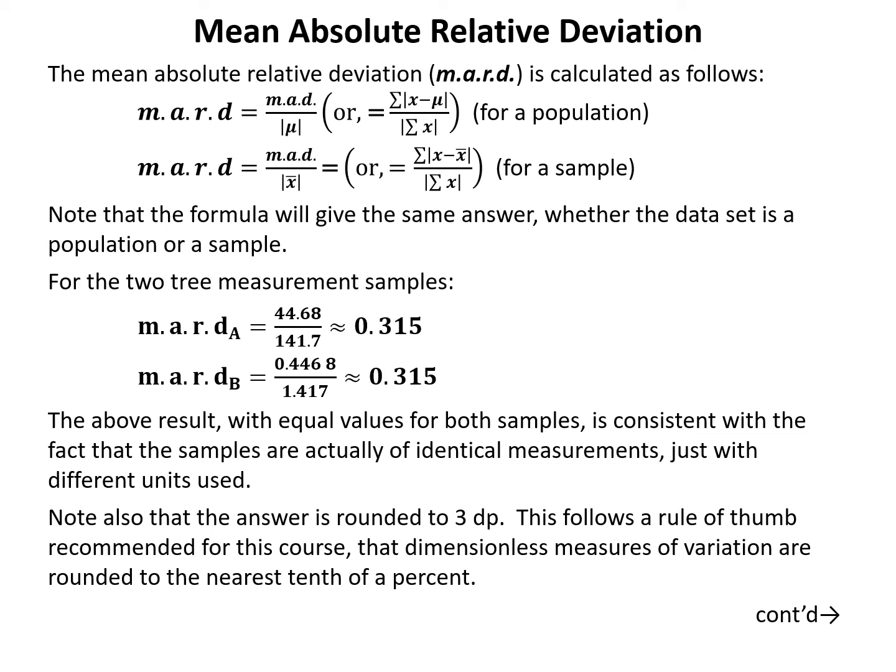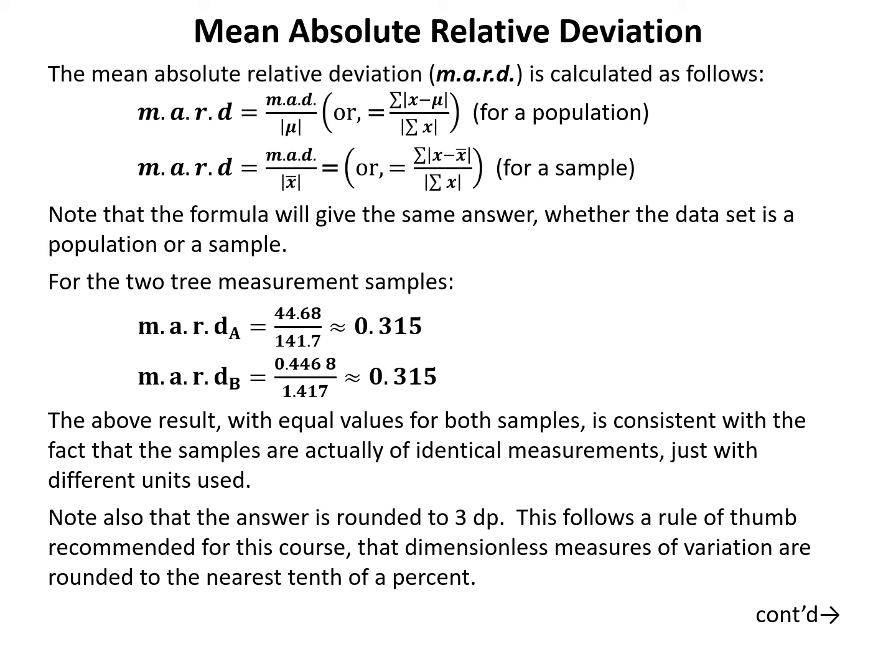Now note that the formula for MARD will give you the same answer whether the data set is a population or a sample. You just see above two equations that are essentially expressing the same idea, but we interchange the symbols mu and x bar depending on whether we consider the data set to be a population or a sample. So there really is just one formula essentially for the MARD.